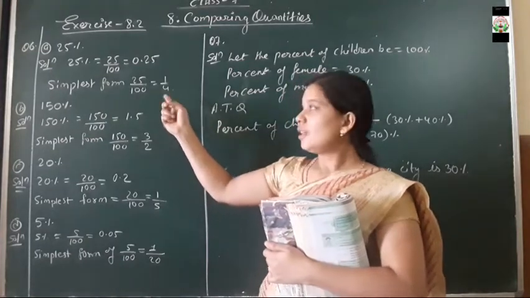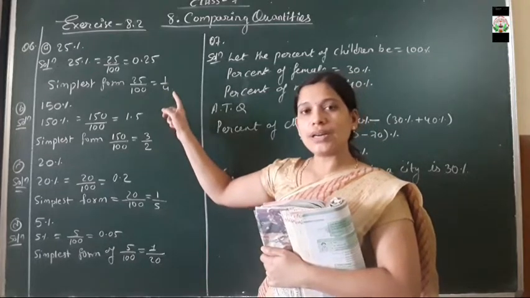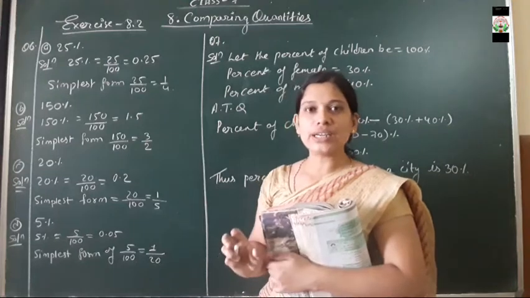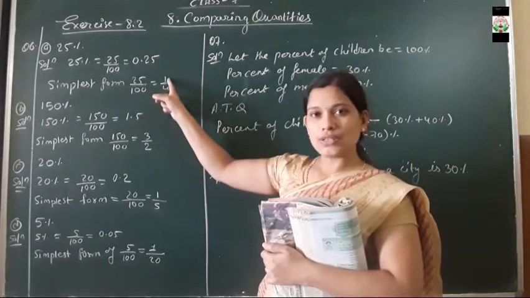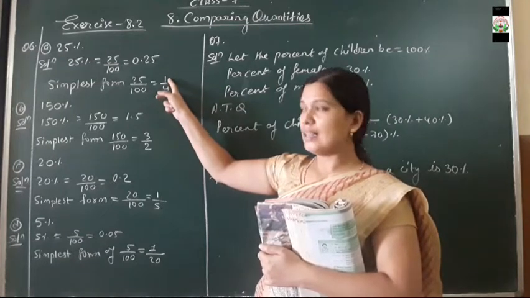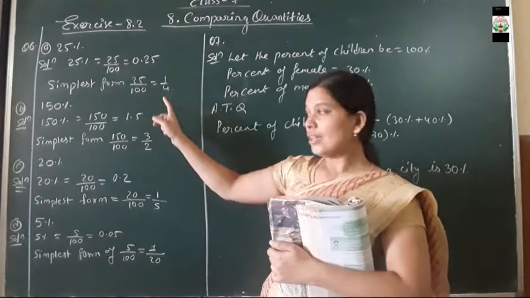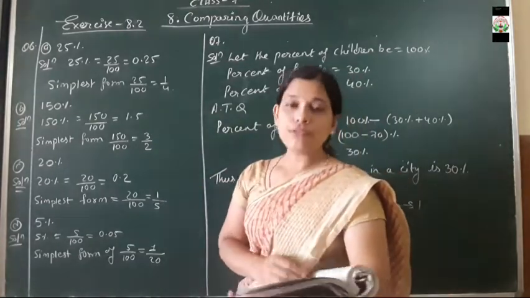Have you understood? Now can you see that 1 upon 4 will not get cancelled again, isn't it? Because one is odd and the other is even, that's why it won't get cancelled. Hence, this is the simplest form. Clear, everyone? Moving towards part B of question number 6, it says 150%.